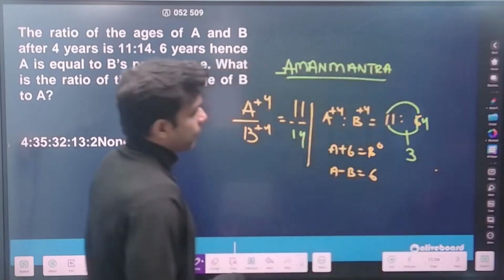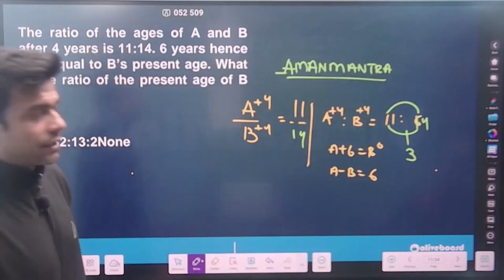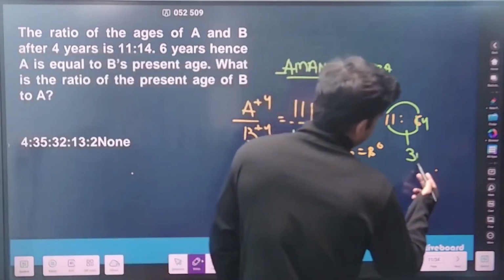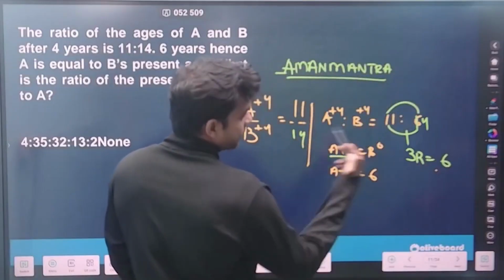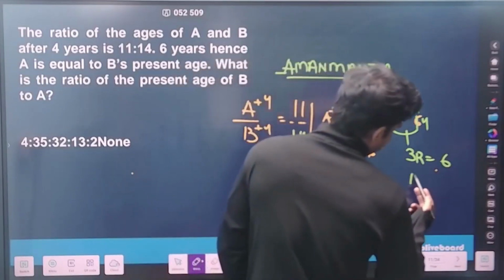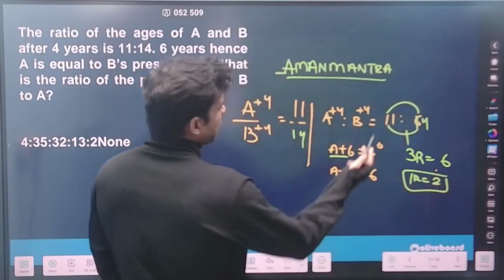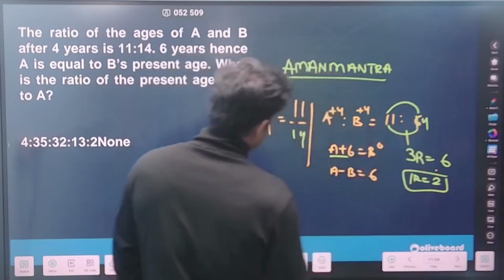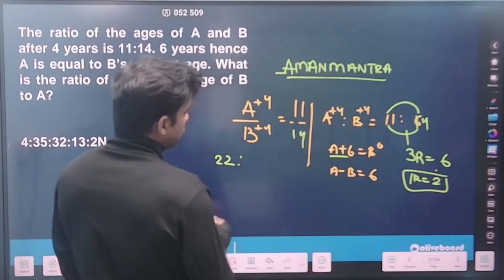This gap is basically of 3, but the actual gap is of 6. The ratio gap, the R is equal to 6. Why? Because the gap of 6, A minus B is 6. So from here 1 R equals 2. If 1 R equals 2, you just multiply this because these are the ratios, okay? So this becomes 11 2s are 22 and 14 2s are 28.